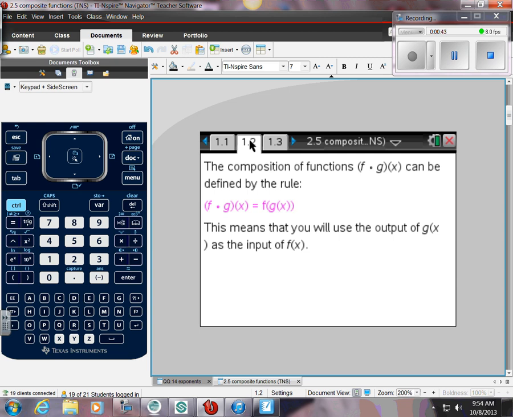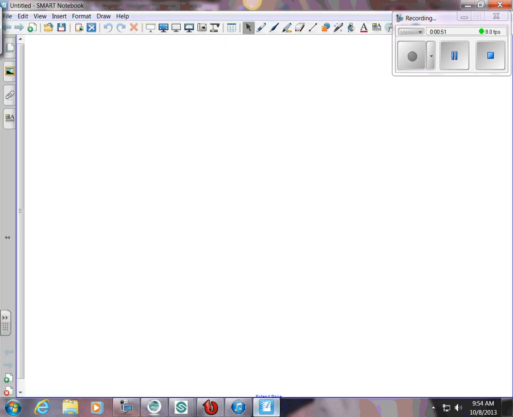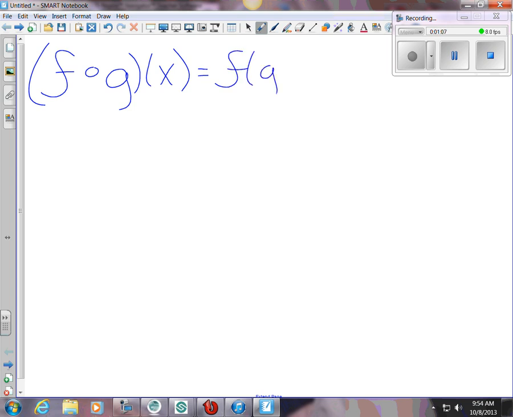Composition of functions, or f of g of x, can also be defined by this basic rule. F of g of x is equal to f of g of x. I know that sounds confusing. I'm going to blow this up so we can look at it. That notation is actually an open circle in there. Another way to write this is f of g of x. Have we caught on to how I'm saying it? Let's say it together. F of g of x. You'll see it written both ways, so you need to be able to recognize it both ways.